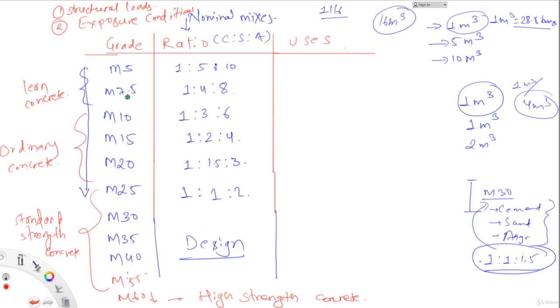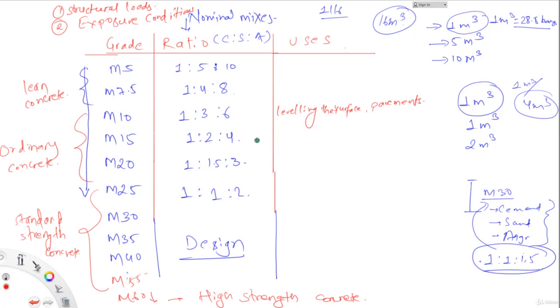So M5 and M7.5 are generally not used, or even if they are used, it is in very inferior kinds of works where there are almost no loadings. In that case only these two grades of concrete are used. M10 grade of concrete is generally used for leveling the surface, or for inferior kinds of pavements.